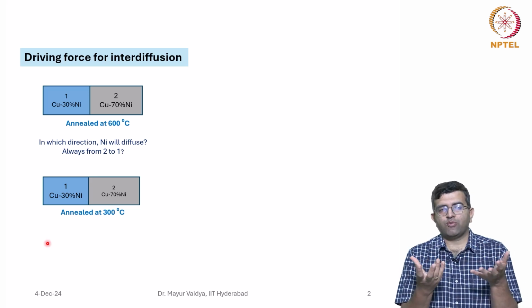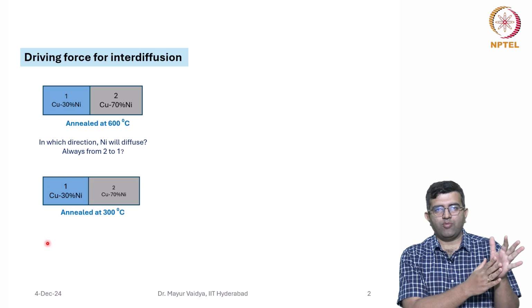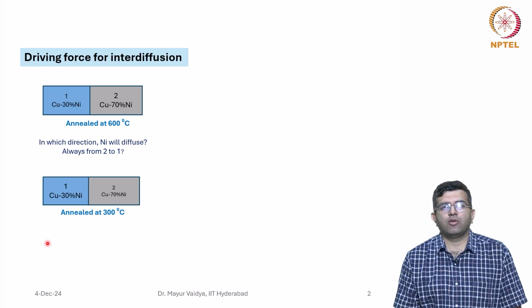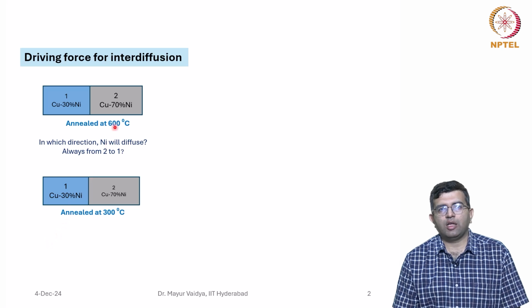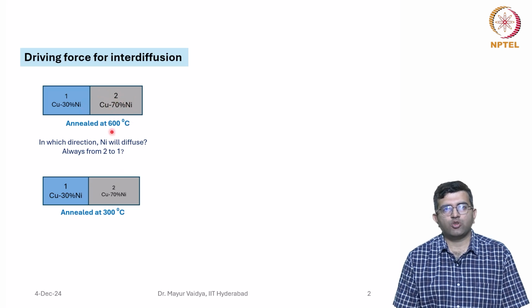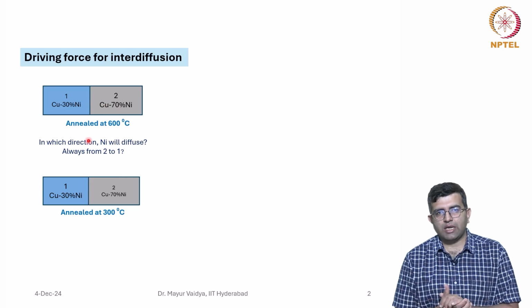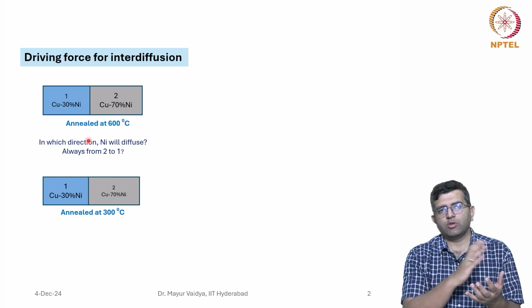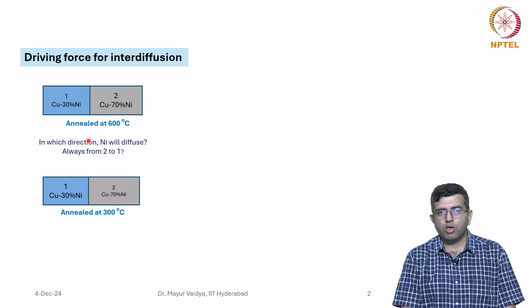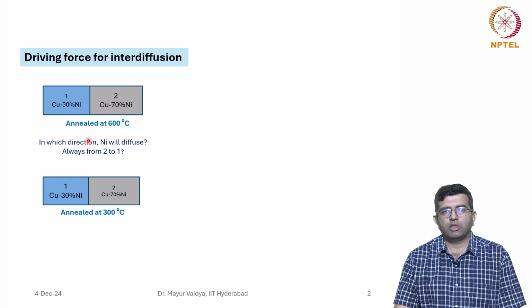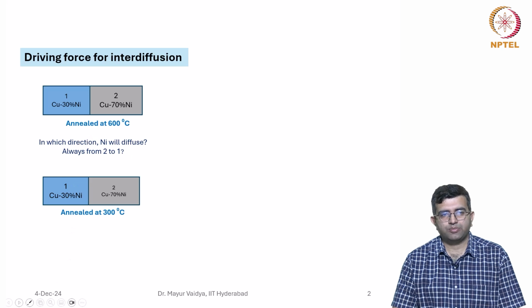As an intuitive understanding, as I told you, we have always been using the concentration gradient as the driving force, so we tend to think that it will always be from 2 to 1. That means here the nickel is higher, 70% nickel, so it should always diffuse from 2 to 1. That is a very intuitive way of understanding it: concentration is more, so it should go from higher concentration to lower concentration. But is it really true? Let us see how we can understand that.